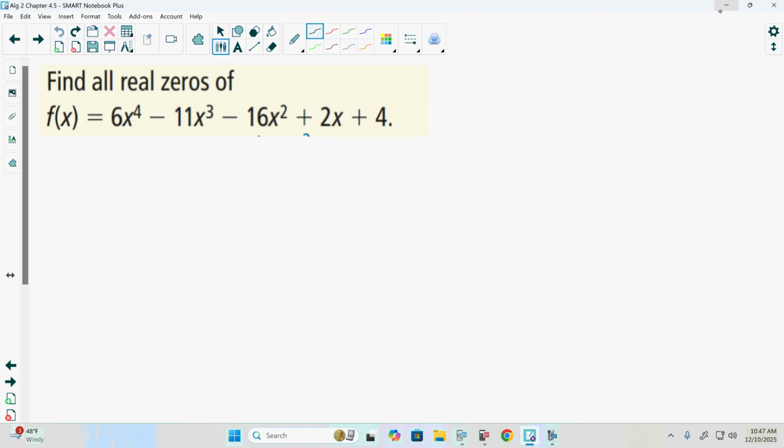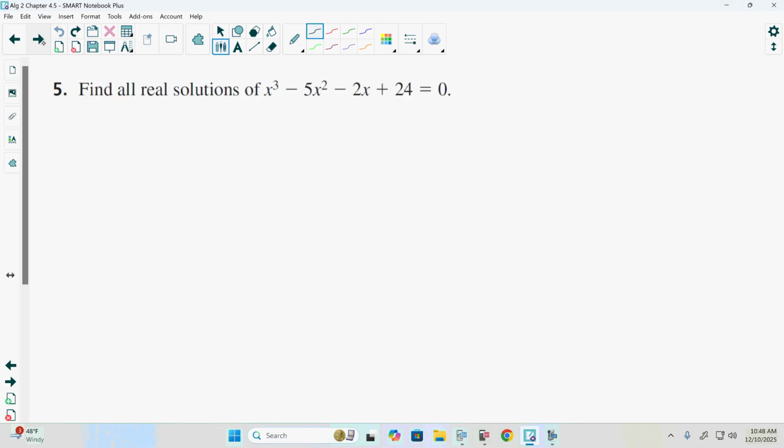Again, a lot of the solving, hopefully you've noticed or picked up at this point, when we're solving these polynomial equations, the graphing calculator is going to be your biggest tool for helping us solve them. And for a lot of them, it can give us a lot, if not almost all of them. When we look at this one here, we want to find all the real solutions of x cubed minus 5x squared minus 2x plus 24 equals 0.